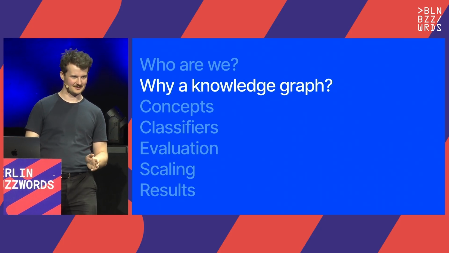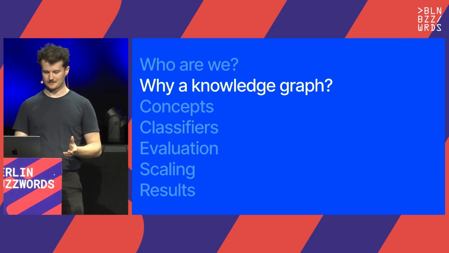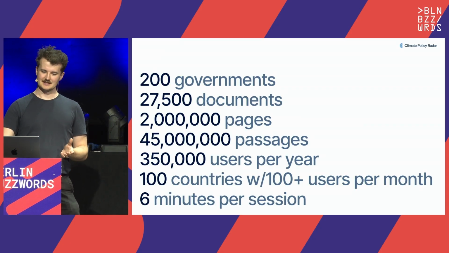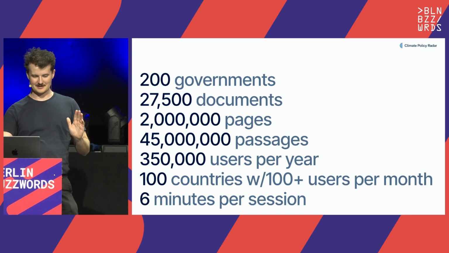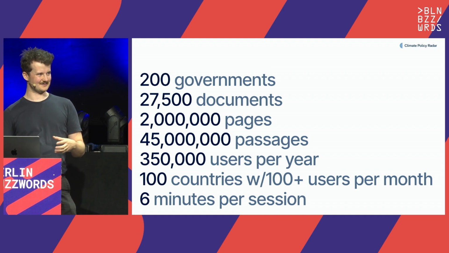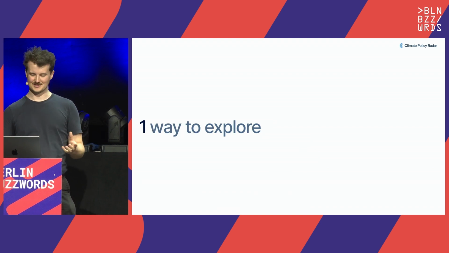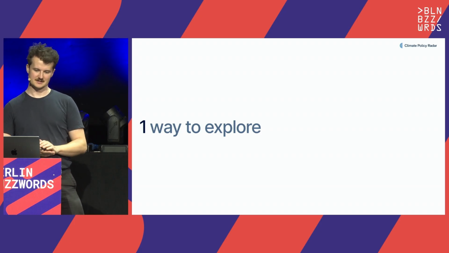So why a knowledge graph? Why are we setting out on this big endeavor to build something new? These stats are fine. They're great. They're wonderful. But there's another number that betrays something more important, which is this. There's only one way to explore the data at the moment. If you know what you're looking for, it's fantastic. You can dive straight to that point in an individual document or set of documents.